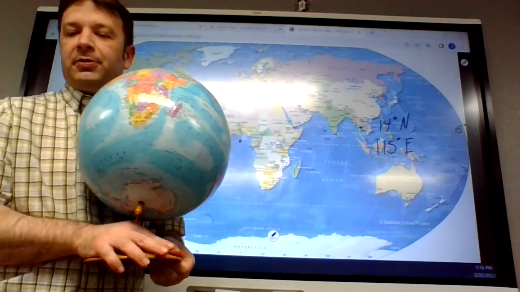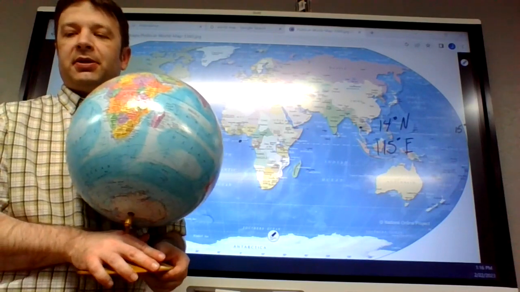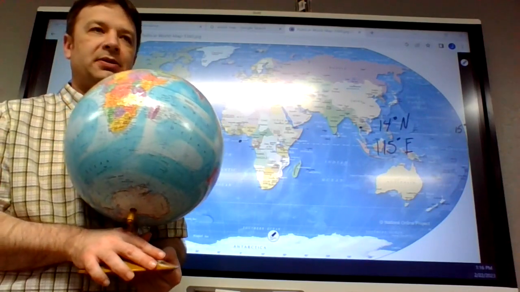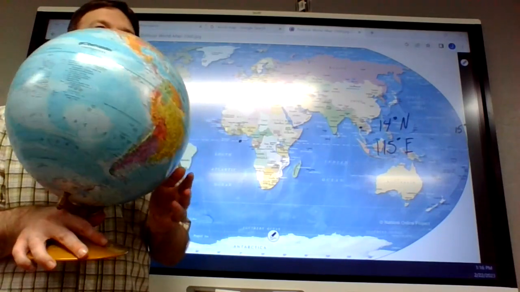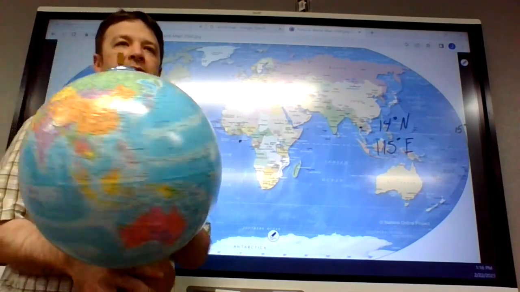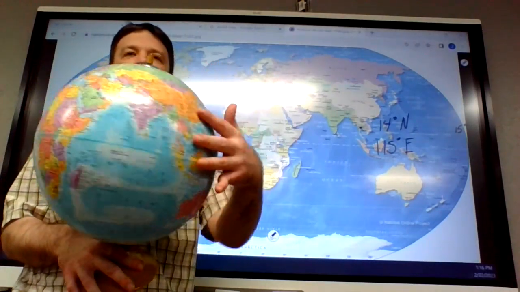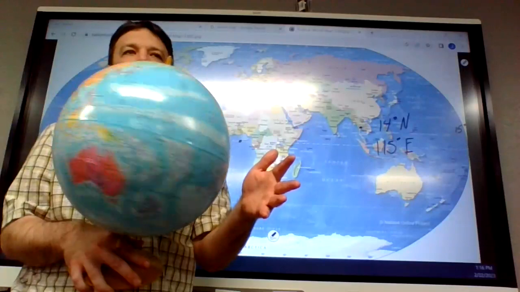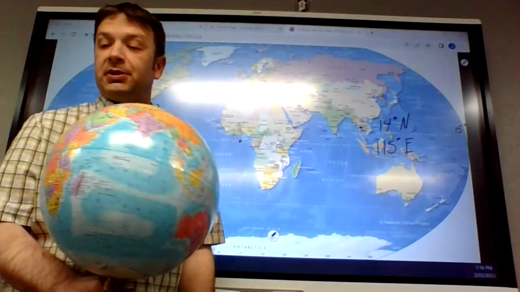On number three, do lines of latitude intersect each other? Sometimes, always, or never? Which ones are the latitudes? These horizontal lines. Do they ever touch each other? No. They're all parallel to each other. So the answer is never.